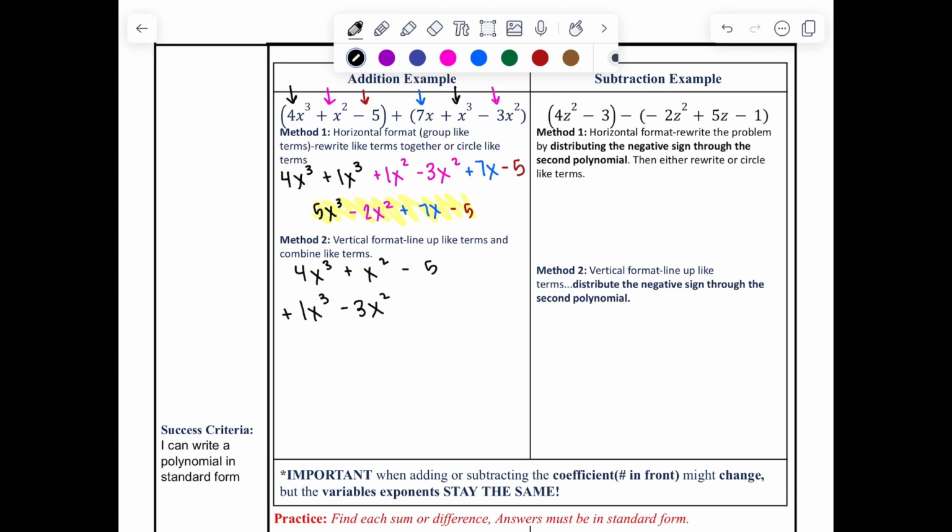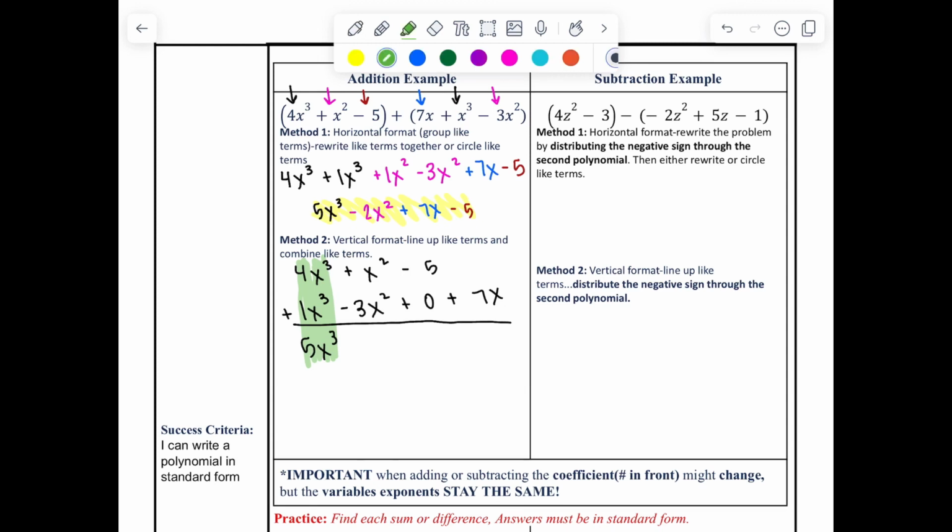And then I want you to notice that the negative 5 and the 7x are not like terms. So I'm going to be really careful here and make sure that I'm paying attention to the fact that I don't have a constant, but I do have a variable. So just to keep everything in order and like terms together, I went ahead and put a 0 as a placeholder. When I add straight down, 4x to the third plus 1x to the third is 5x to the third. So I'm combining the like terms straight down instead of straight across.